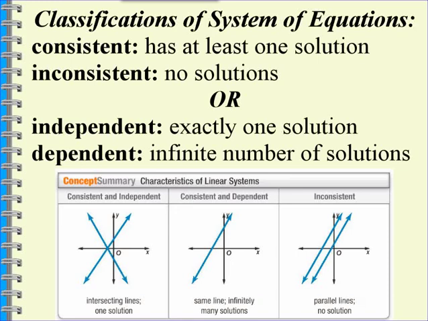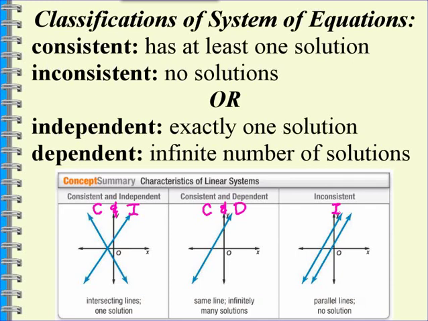So I'm going to let you abbreviate these because I know it is kind of a pain to write that on your homework. This is what my students in the past used to call them. Consistent and independent was C and I. Consistent and dependent was C and D. And inconsistent was I.